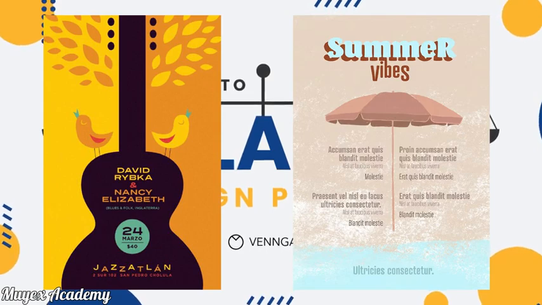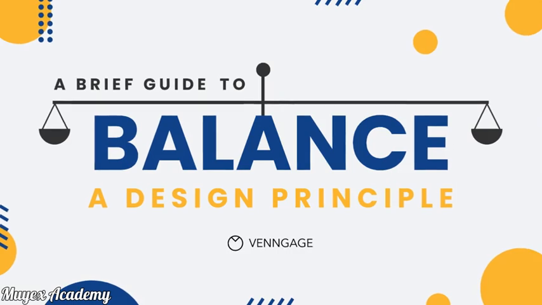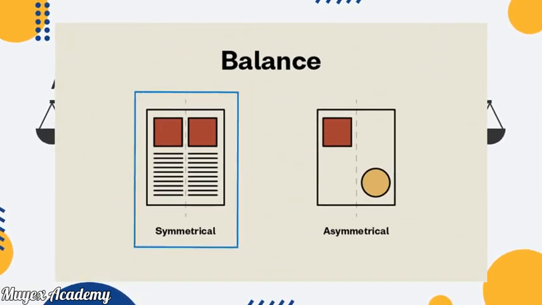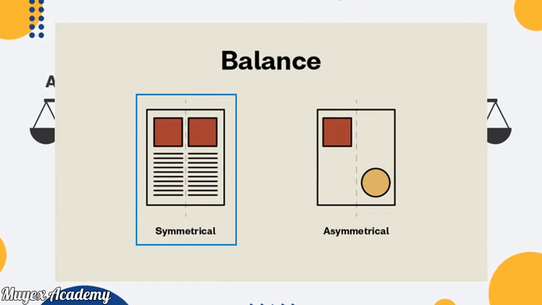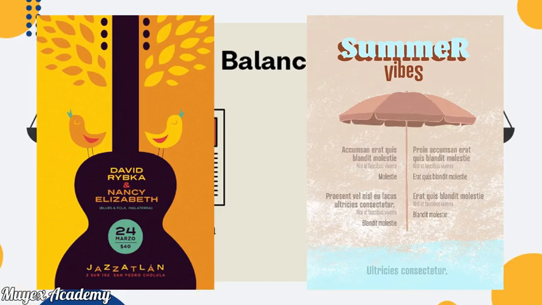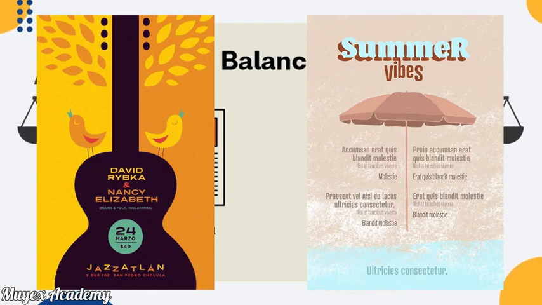There are two types of balance. The first one is the symmetrical balance. Think of it as a mirror image. When a design is split down the middle, both sides are identical. It exudes a sense of formality and order.